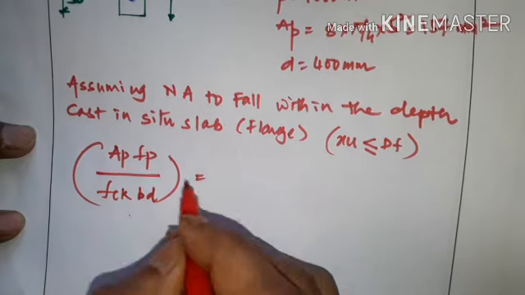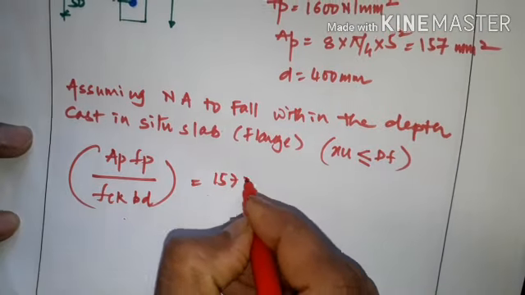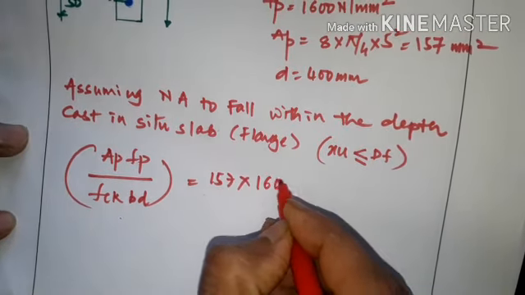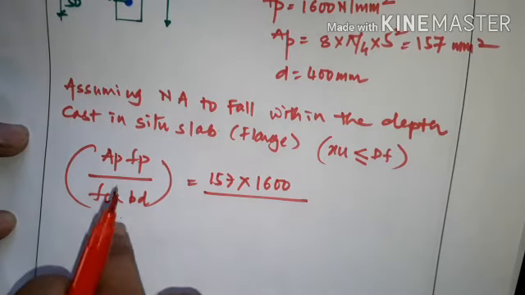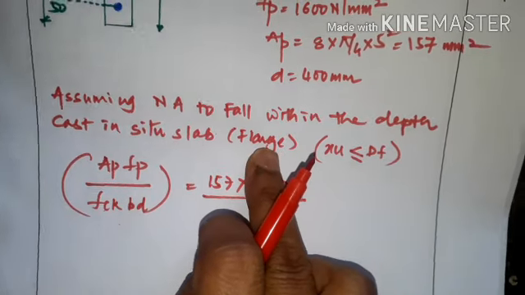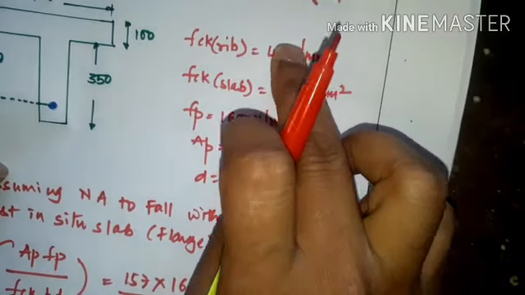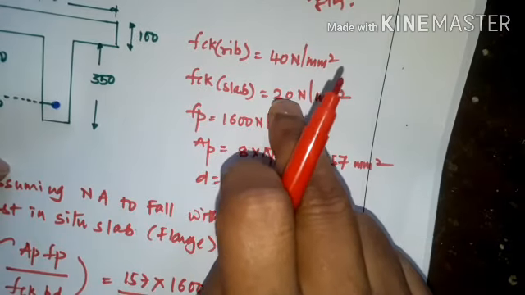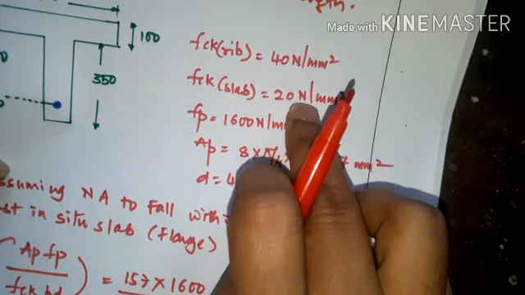AP is the area of pre-stress, we have calculated, that is 157. FP is 1600, divided by FCK, and here it is very important. We have assumed that it is lying within the flange, so we have to use FCK for flange only, because they have given separate FCK. So we are assuming that it is lying within the flange or within the slab, that's why we have to use FCK for slab only.